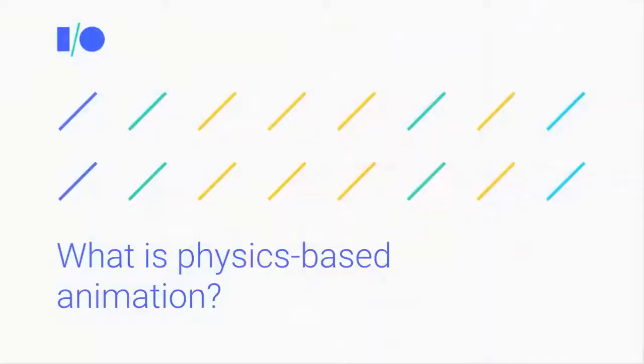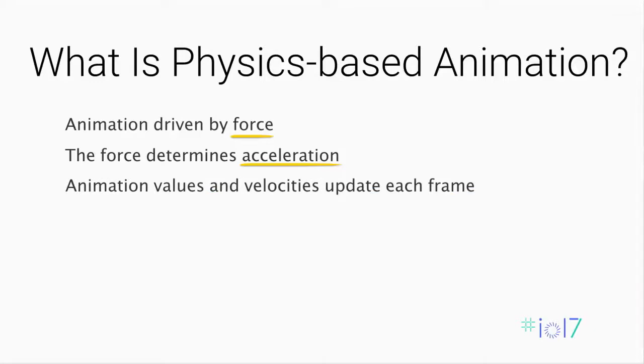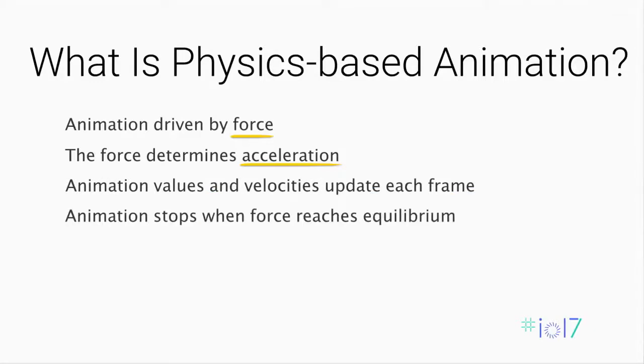At this point, you might be asking, so what exactly is this physics-based animation? The way we define it is, it's an animation that's driven by force. And based on the force, we can calculate the acceleration or deceleration, which we can then use to calculate and update the velocities and values for the animation. Until finally, when the force reaches equilibrium, that's our signal to stop the animation.